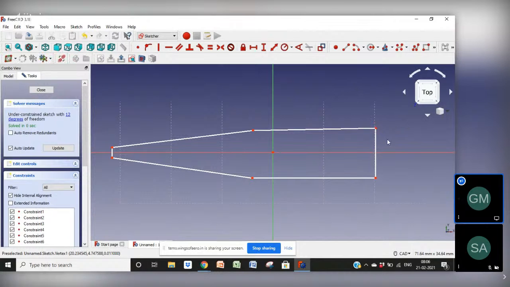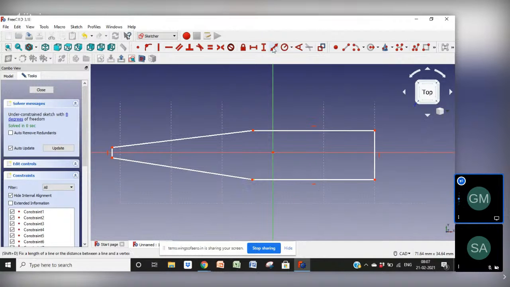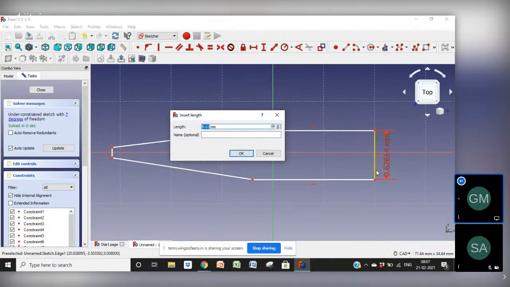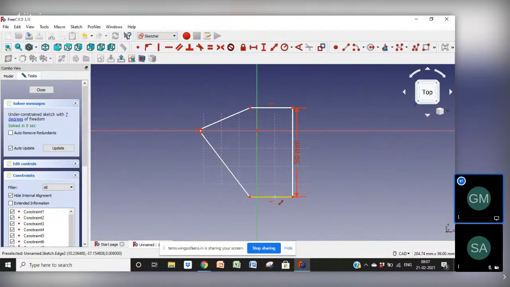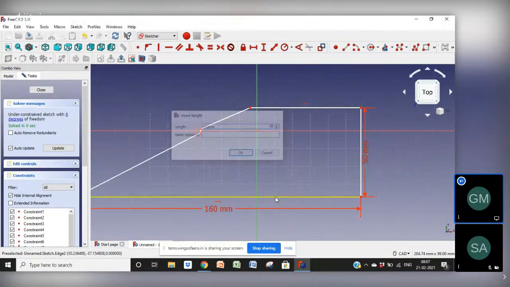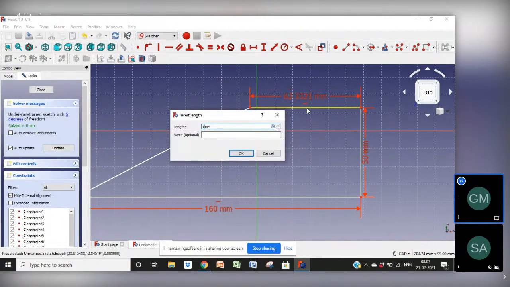escape. Let's check whether these are connected or not. Yeah, it is connected. What we will do first, making it vertical, and this one is vertical, and these two would be horizontal. Okay, now I am giving dimensions to it. This would be 50 mm, zoom to fit. This is 160 mm, this one also 160 mm.